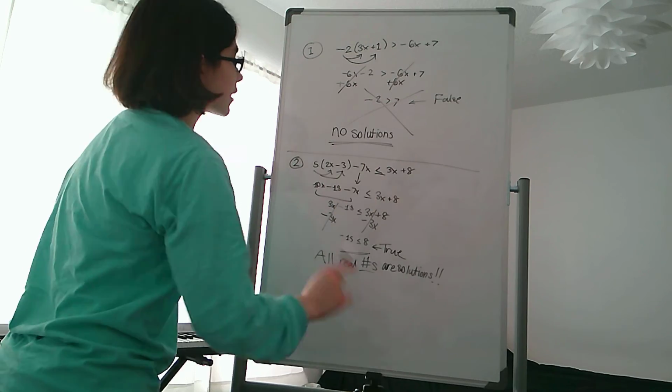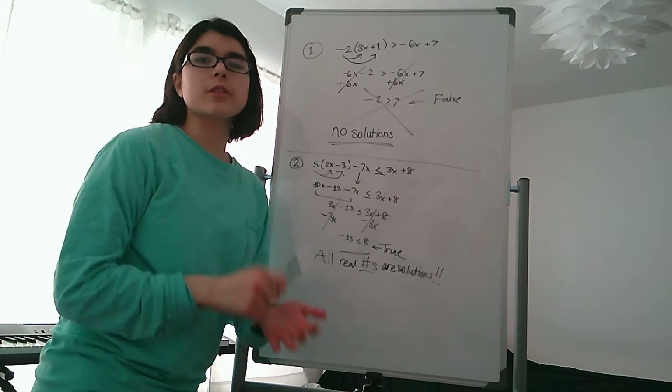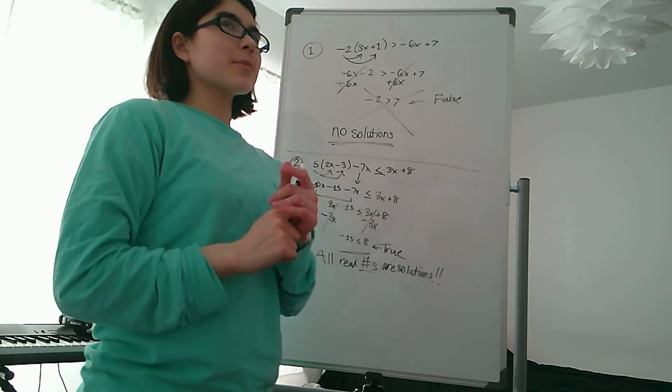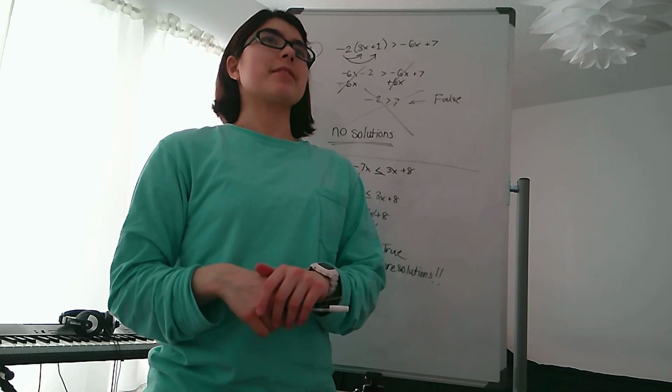So for this second inequality, all real numbers are solutions. So that basically sums it up. And I think I just repeated myself saying that.